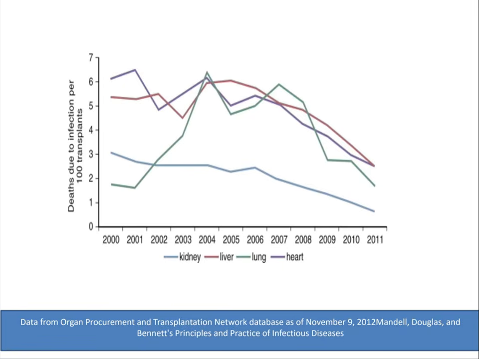The good news is that deaths from infection by organ are all trending down. You can see kidney is probably the least problematic, and then the rest are high up there. But because of the screening, prophylaxis and early evaluation, with things like the Karius test, we diagnose things earlier. Even though we're doing more transplants and the immune suppression drugs are getting so good, these people are living longer. The infection trends are trending down because of this organized, systematic approach.